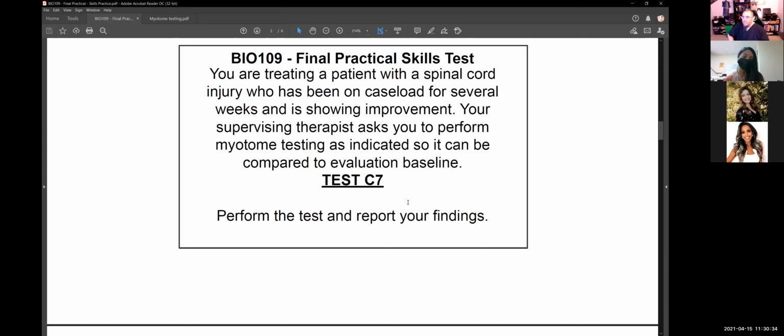So C7 is elbow extension and wrist... what was it again? I got confused. Wrist flexion. Flexion, good. So opposite of this one. There are a couple different ways you can test that. Again, if you test elbow extension where you have them push down like this, I'm not going to dock you.